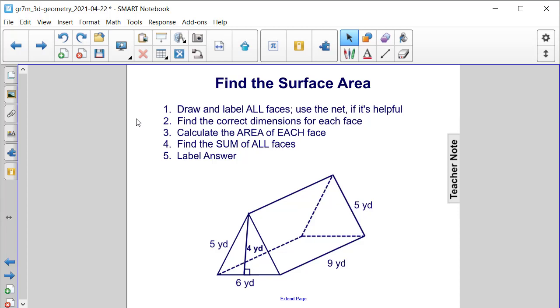Now let's talk about how to find the surface area of prisms that are not rectangular. They generally follow these 5 steps. First, draw and label all the faces. Use the net if it's helpful to you. Then, find the correct dimensions for each face and label them. Then, calculate the area of each face and find the sum of all the faces and label your answer with cubic units.